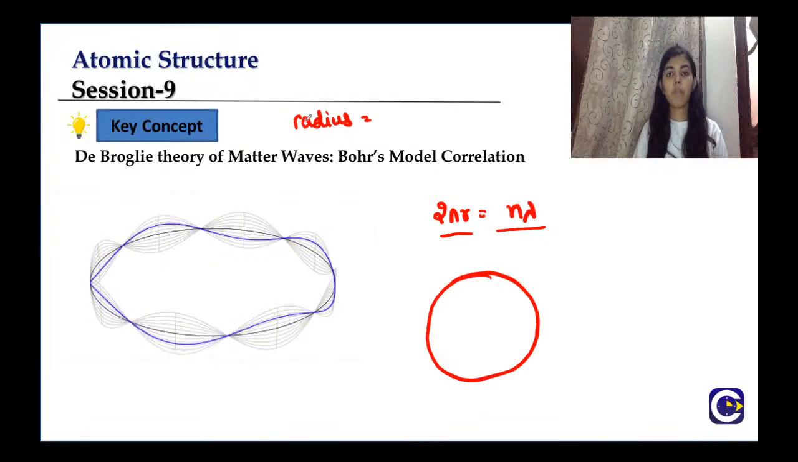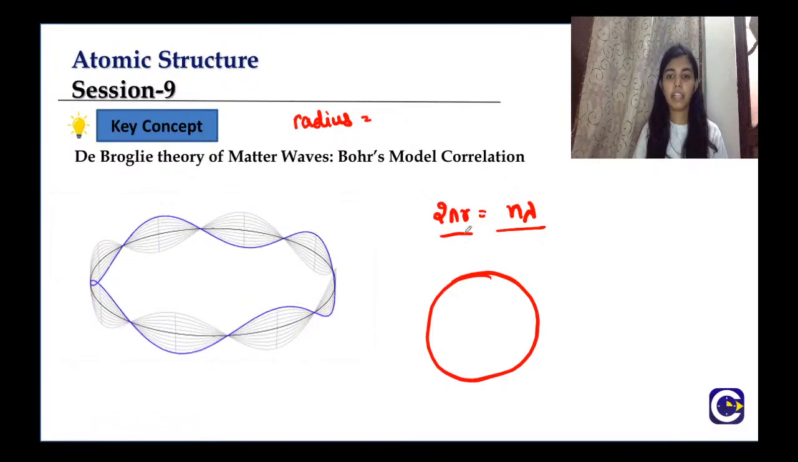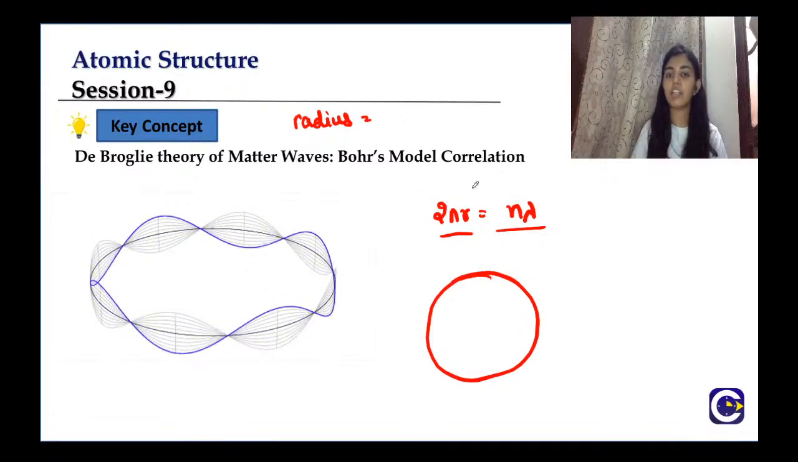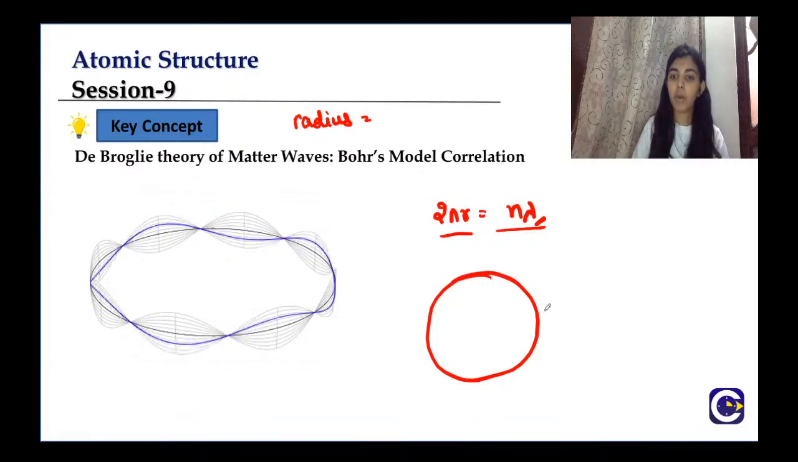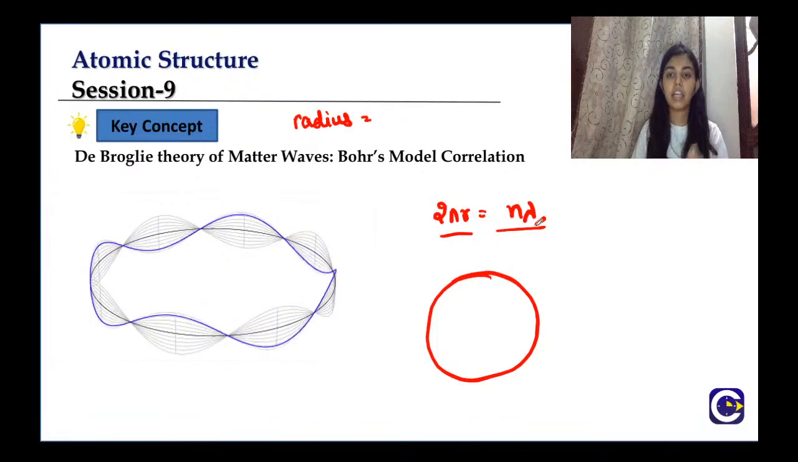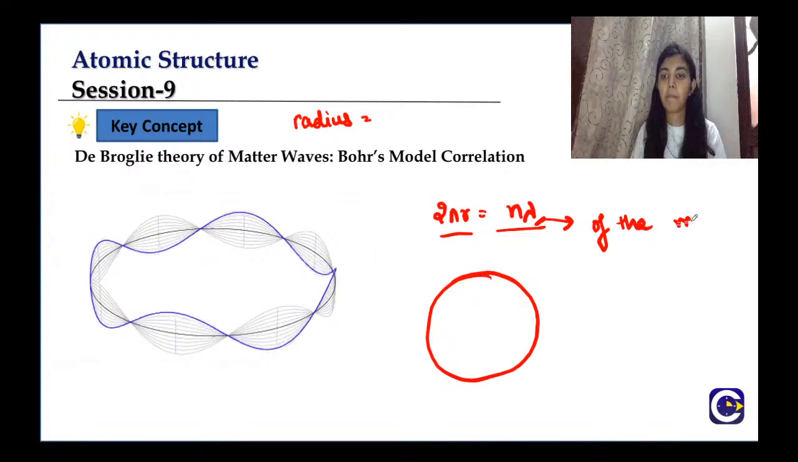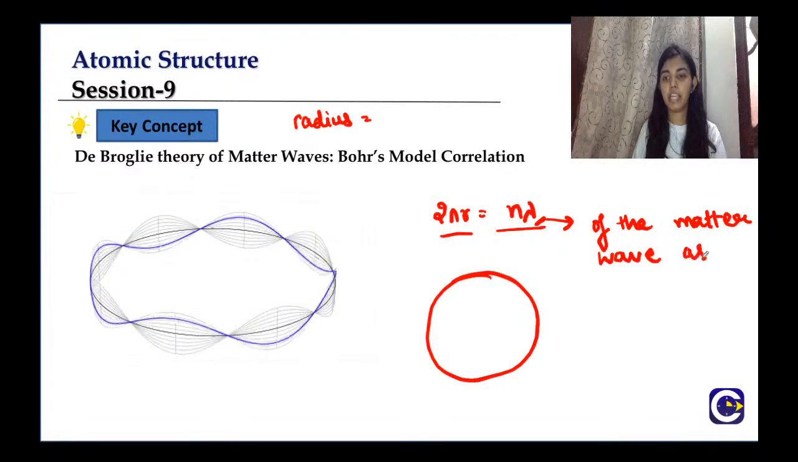So Bohr was able to tell the radius of that orbit. So he said that the circumference of this orbit, as it is circular in nature, will be equal to 2 pi r, which is an integral multiple of the wavelength associated with the matter wave. I'll repeat again that the circumference of the orbit is an integral multiple of lambda, the wavelength of the matter wave associated with the electron.